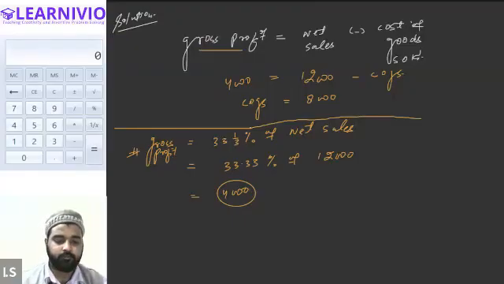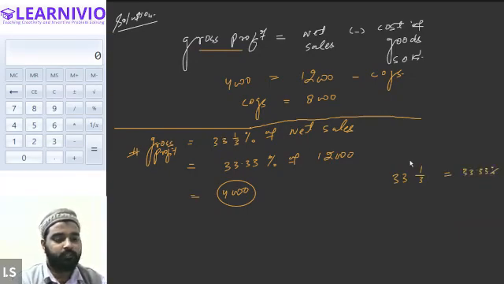Done, sir. But how did you get the percentage like that? Okay, just a minute. So, Alexander, whenever it is written like this, 33 and 1 by 3, it is basically considered as 33.33%.